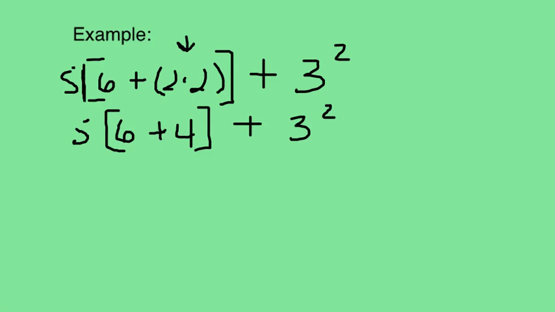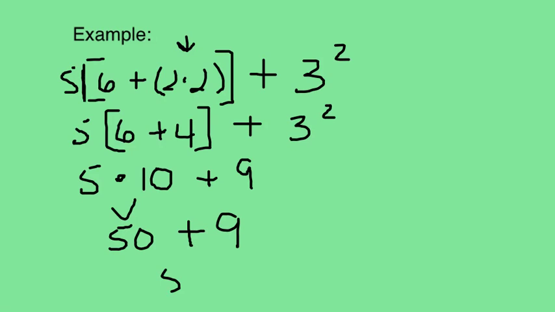So 5 right next to a bracket means 5 times. Well, 6 plus 4 is 10, so now I'm going to put 5 times 10. I can drop my brackets now because I've simplified everything within. Plus, well, what's 3 times 3? Because now I need to do my exponents. Done brackets, exponents. Well, 3 times 3 is 9. Now I'm going to work left to right. For multiplication or division first. So I'm going to do 5 times 10, which is 50. Then the last thing I have is to add 9. So my answer should be 59.